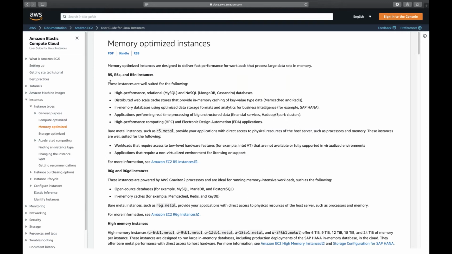For memory optimized, the instances are R5, R5A, R5N, and these are for high performance relational databases, MySQL, NoSQL, distributed web scale in-memory databases, real-time applications, and electronic design automation. So what happens with memory optimized? These applications are the backend of any infra which we access.